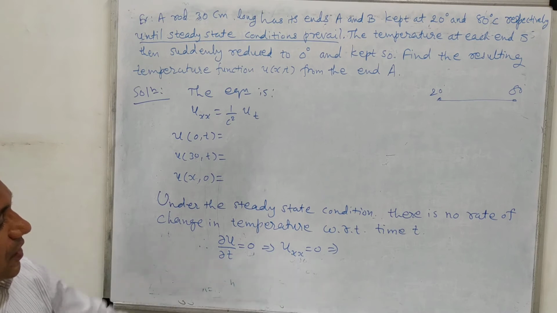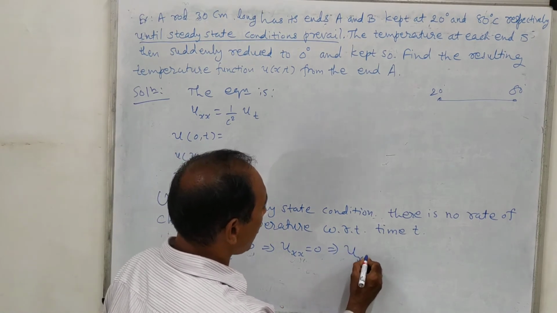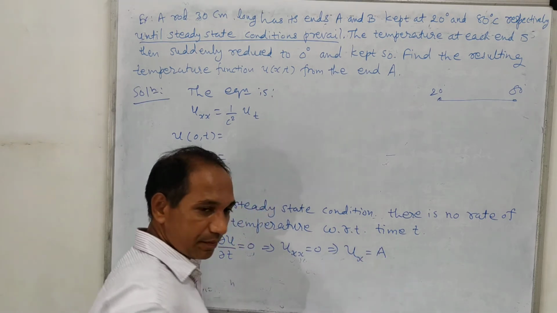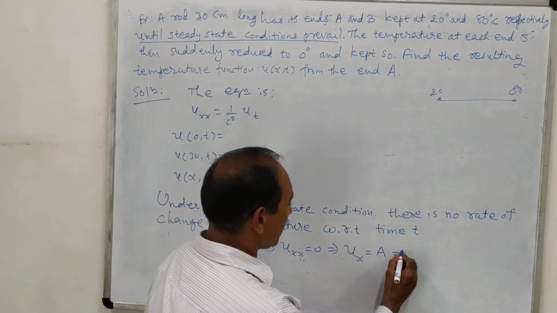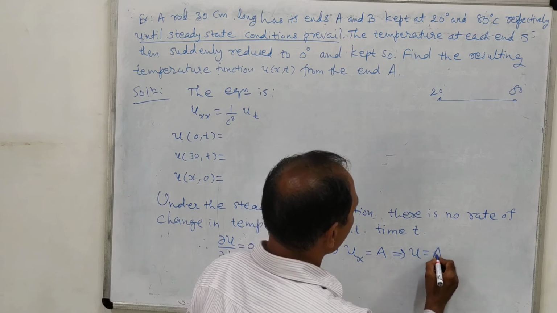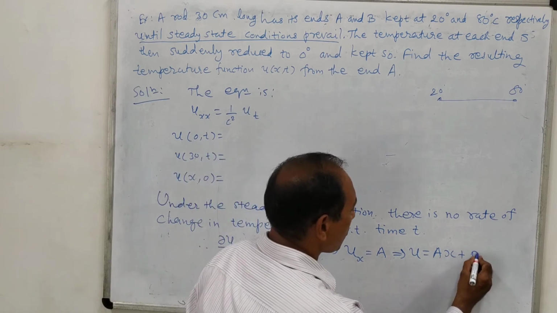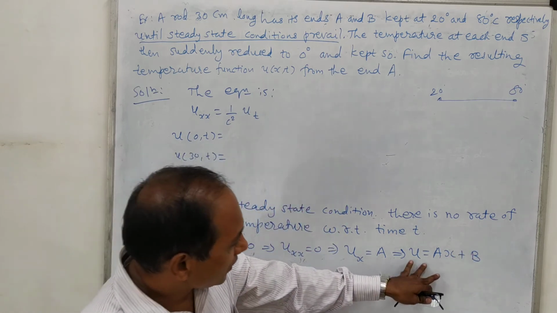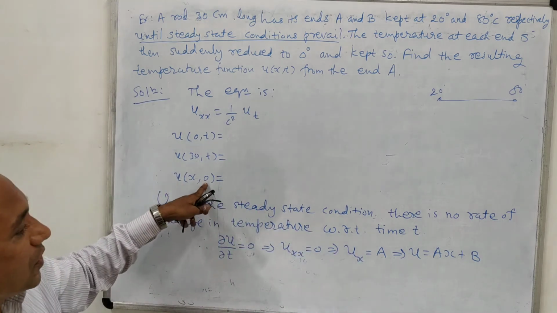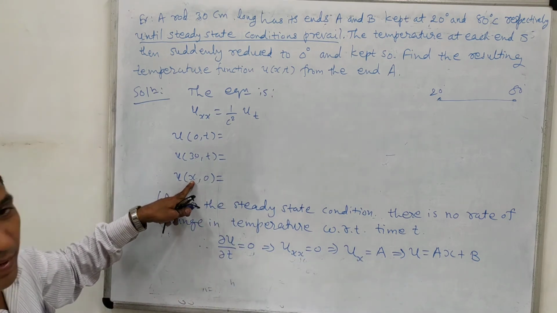This is the double derivative with respect to x, so we will integrate it with respect to x. One derivative is removed, and the integration of 0 is 0 with some constant a. Again we integrate, so one more derivative is removed and we get u only, and the integration of a is ax, plus some constant b. This value is under steady state condition, at time t equal to 0, and we are getting a function in terms of x.